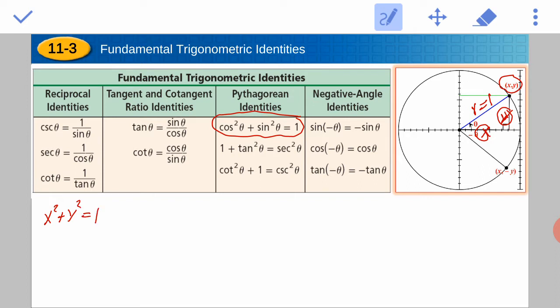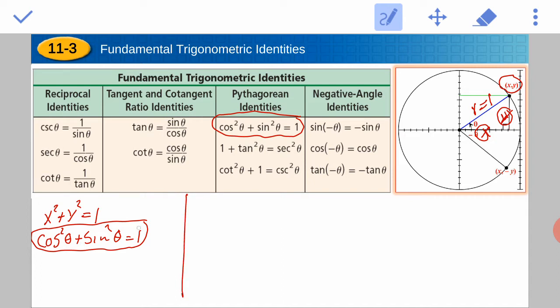But remember, we are in the unit circle. On the unit circle, the x coordinate represents the cosine function and the y coordinate represents the sine function. If we substitute that in this equation, we get cosine squared plus sine squared is equal to 1, and this is the most important Pythagorean identity. How do we get the second one and the third one?